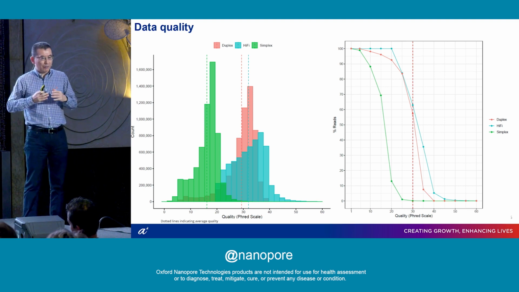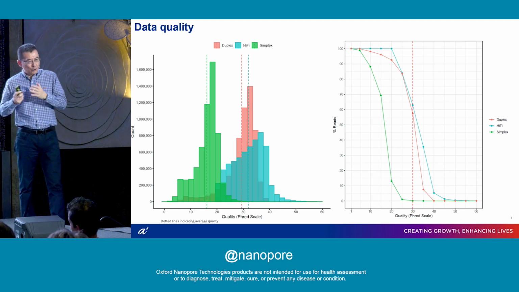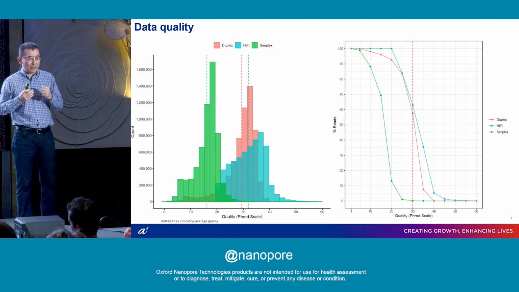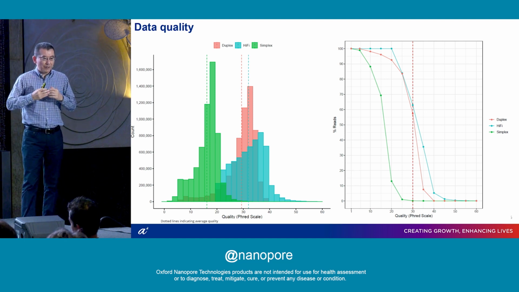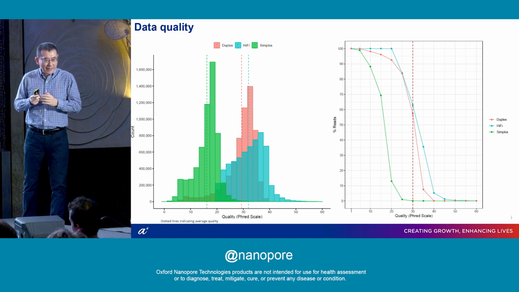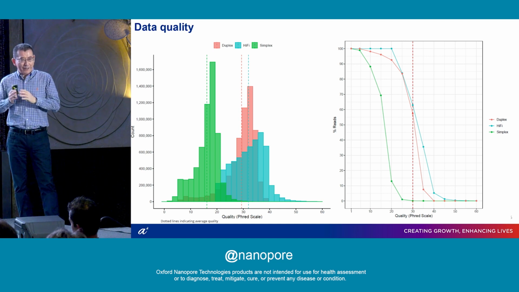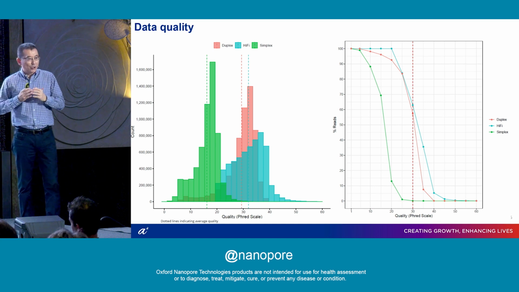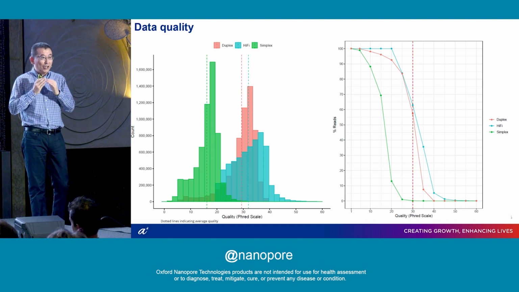Gordon just showed you what simplex and duplex read quality is. This is the data generated at the GIS, read from our lab. You can see that the duplex quality is now very similar to HiFi, but definitely still a little bit lower.